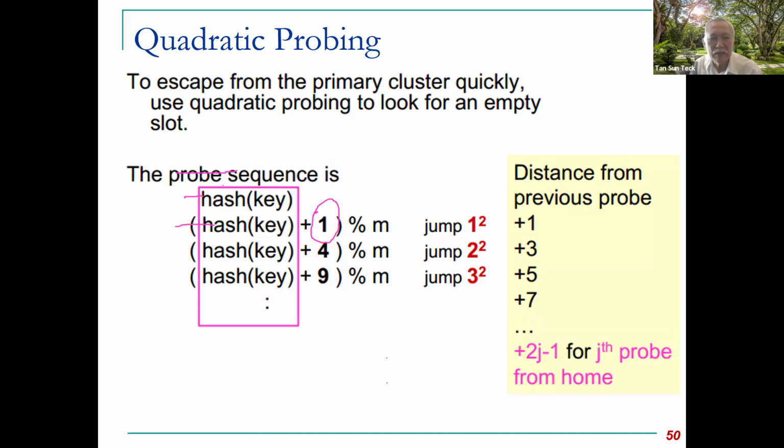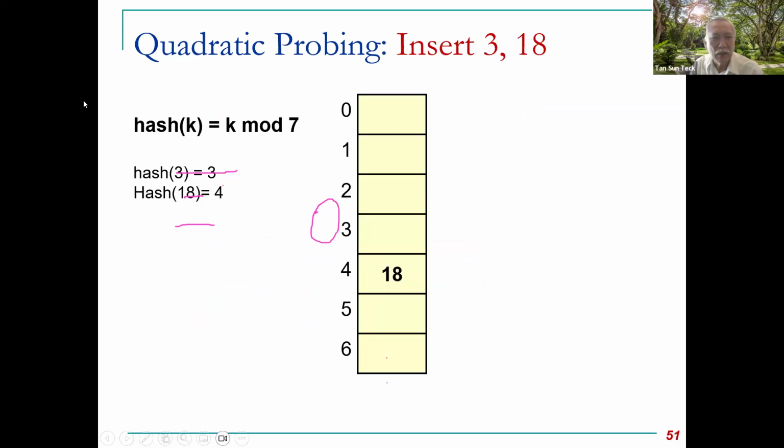So the question is, is this the best way to resolve the linear probing clustering problem? We want to see. First of all, we try to understand quadratic probing by looking at some examples. Similarly, for example, I want to hash 3, so the hash is equal to 3. And then hash 18 is equal to 4. So 18 is inserted here, but how come 3 is not there? 3 will be here.